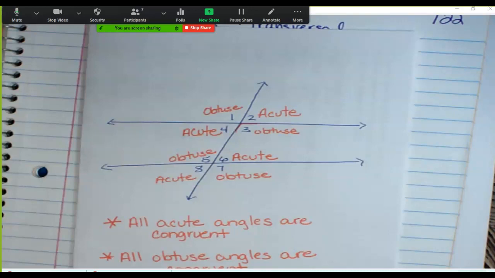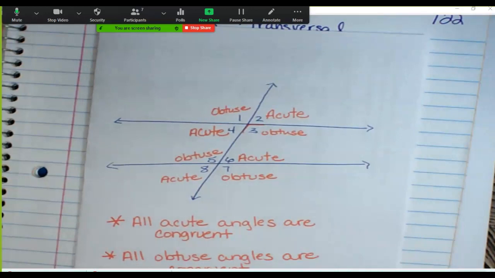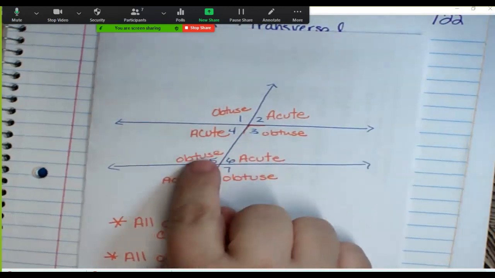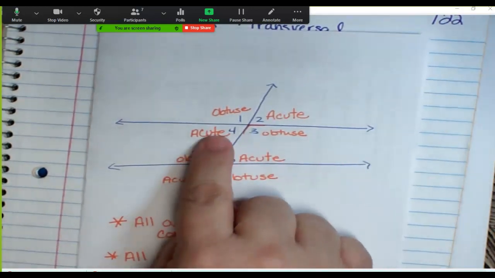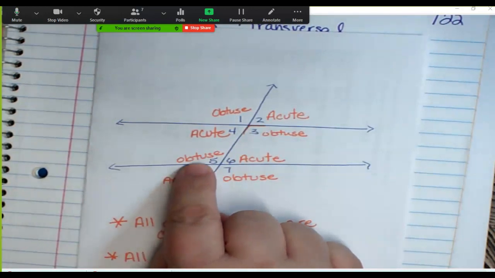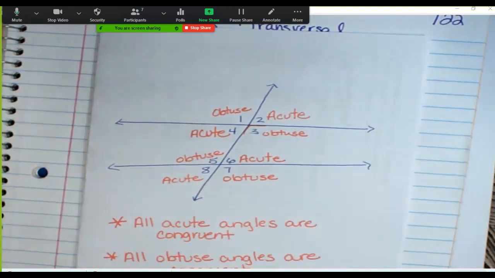Same side, true or false? Same side interior angles are congruent. Who can name me a pair of same side interior angles? I heard 4 and 5. Are 4 and 5 the same type of angles? One's acute, one's obtuse. Does that mean they're congruent? No, that is a false statement. Okay? All right. Now that we know a little bit of how this works with congruence, let's do a little bit of practice.